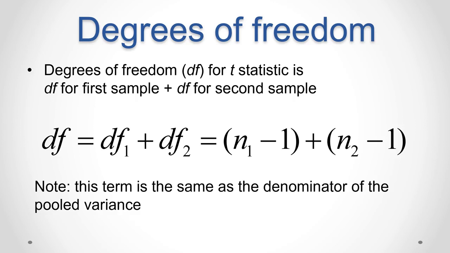Step 2, set the criteria. Select alpha level. In our class, this will always be given to you. Locate the critical region. The critical values for the t-statistic are obtained using degrees of freedom that are determined by adding together the degrees of freedom for the first sample and the degrees of freedom values for the second sample. As you will see later, this formula is the same as the denominator for the pooled sample variance.